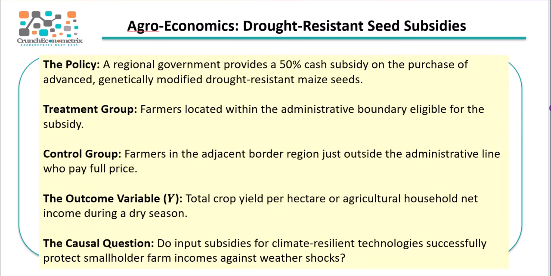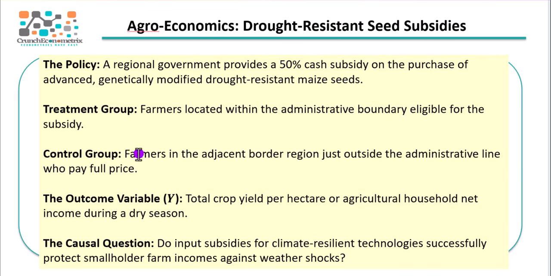Are you in agroeconomics or agricultural economics? Let's look at drought-resistant seed subsidy program. The policy, we have a regional government that provides a 50% cash subsidy on the purchase of advanced genetically modified drought-resistant maize seeds. Okay? So what will be the treatment group? We have farmers located within the administrative boundary that are eligible for the subsidy.